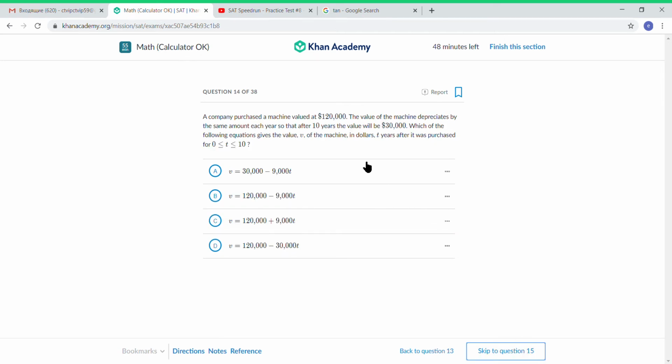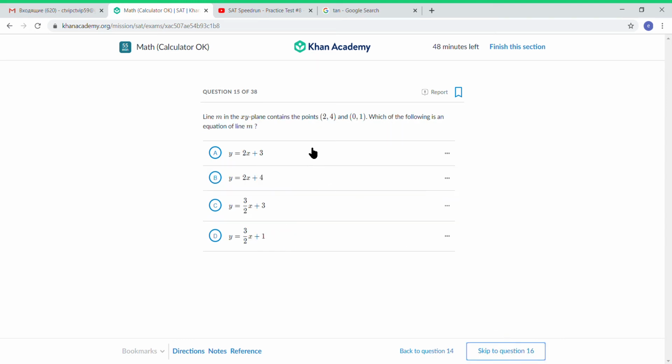Yeah, gotta be 5. The company purchased a machine that was valued 120. After 10 years, so 9,000. I'm pretty sure 10 years is gonna be 90,000. Right? Yeah. Which should follow the equation of line M. Oh, that's easy. Okay, so that's 3 over 2. 3 over 2, okay, and then plug in. So we get 0, 1. Does it work? It doesn't, so got it, this one.